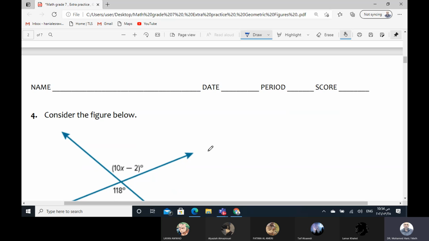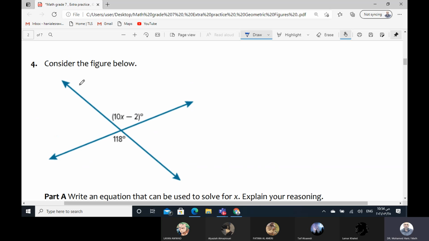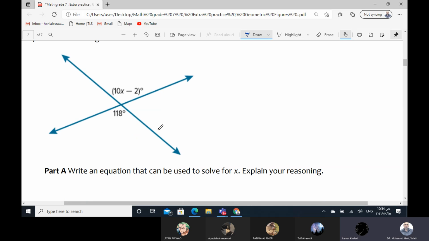Consider the figure below. We have two intersecting lines, and we have the two angles here. Who can tell me what is the type of the two angles here? Maybe vertical. Vertical angles. So write an equation that can be used to solve for x. Explain your reasoning. Who can tell me what is the equation here?